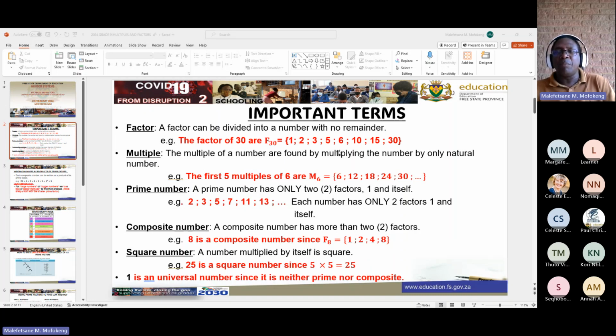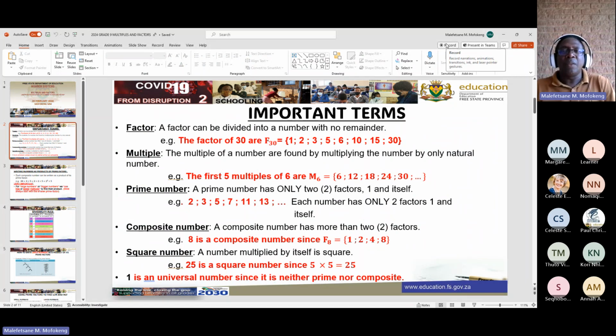The second term is multiples. The multiples of a number are found by multiplying the number by a natural number. Let us find the first 5 multiples of 6. The first multiples of 6 are 6, 12, 18, 24, and 30.